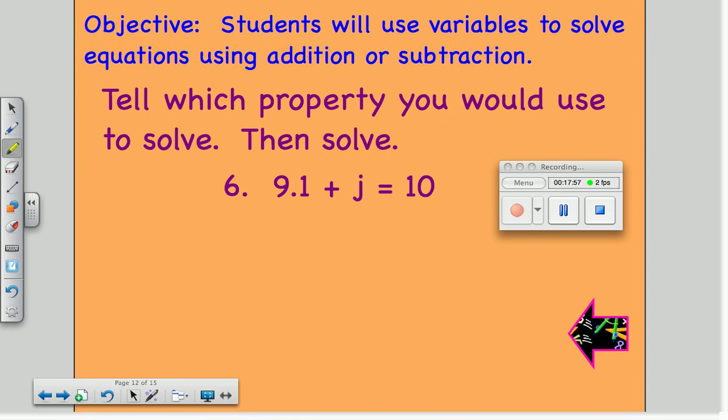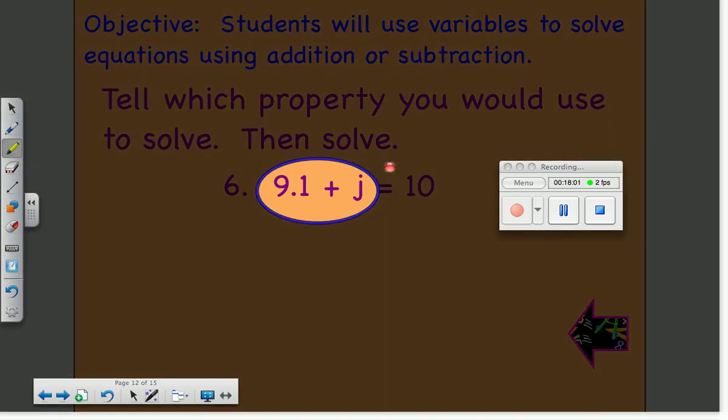Number 6, focusing again where the variable is, j. What are we doing with j? Well, we're adding 9 and 1/10. How do I know I'm adding? Not because of the addition sign. The addition sign tells me I'm adding j. That addition sign goes with j. How do I know I'm adding 9 and 1/10? Because 9 and 1/10 is positive, not negative. If it were negative, I would be subtracting 9 and 1/10. But since it's positive, I'm adding 9 and 1/10.